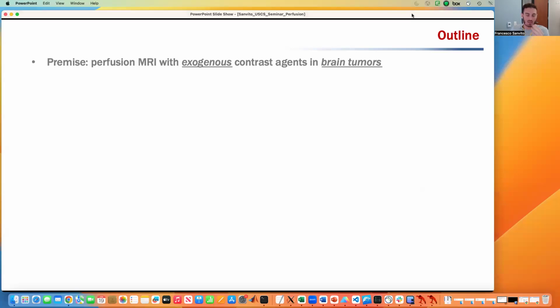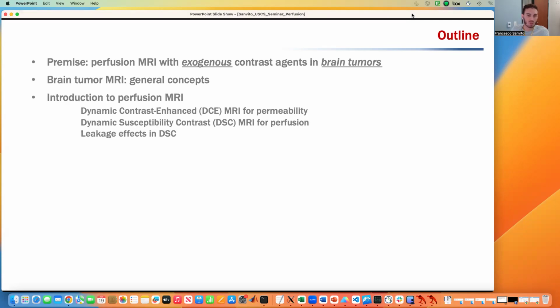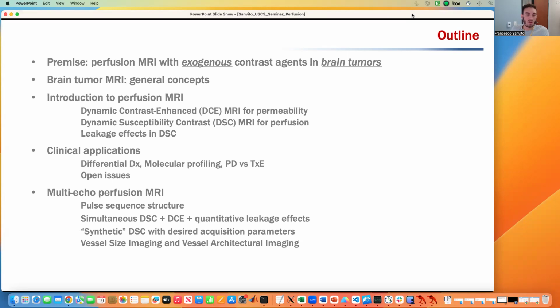So just a disclaimer, we will talk about perfusion MRI in brain tumors and only the techniques that use contrast agent. So some concepts about brain tumors, DCE and DSC technical bases and leakage effects, some clinical applications, but that'd be very brief. Multi-echo perfusion in terms of what's new, what are possible advancements and why it could be useful, and the concept of pseudo-resting state.